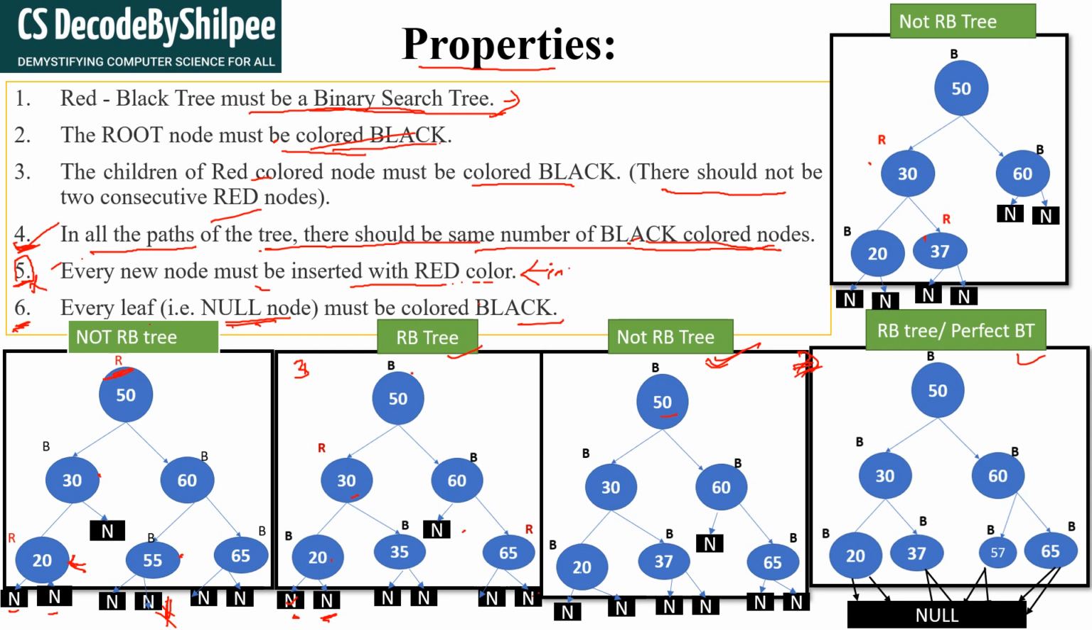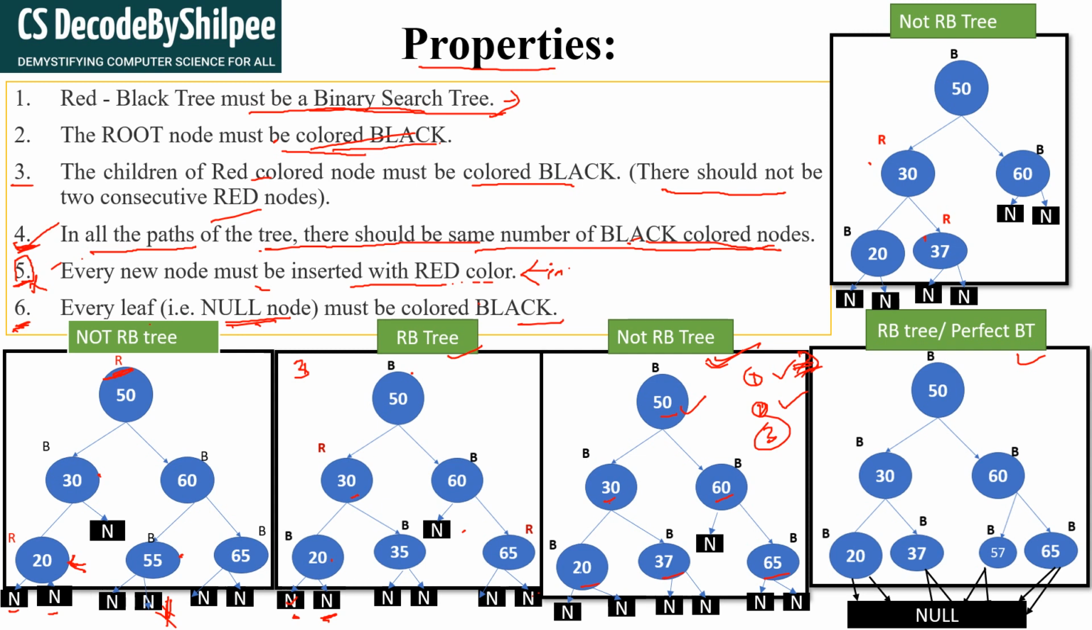So look at that: 30 is less than 50, yes, 60 greater than 50, 20 less than 30, 37 greater than 30, 65 greater than 60. Okay, so first is done. Second says that the root must be black colored. So the root is already black, so okay, second is also done. Third is about the red colored node. Here there is no red color, so third is also following.